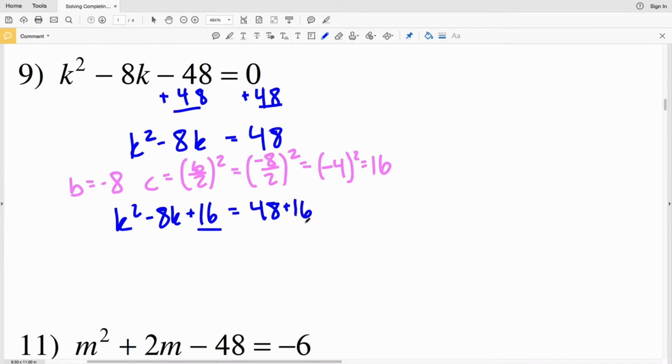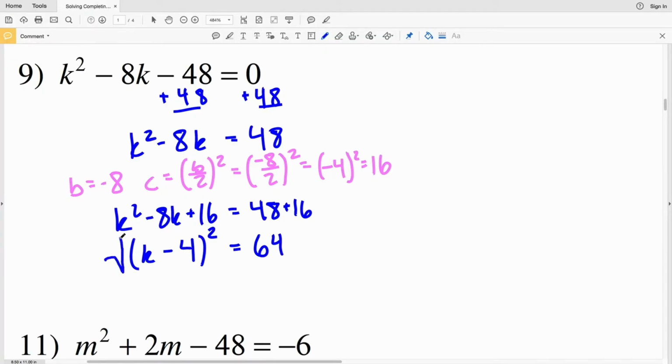We have to add 16 to both sides so that we don't change the overall value of the equation. Whatever we do to the left, we need to do to the right. So k squared minus 8k plus 16 is in the form of a squared minus 2ab plus b squared, where a is k and b is 4. So we'll have k minus 4 squared, a minus b squared, because that equals a squared minus 2ab plus b squared. And then 48 plus 16 equals a positive 64.